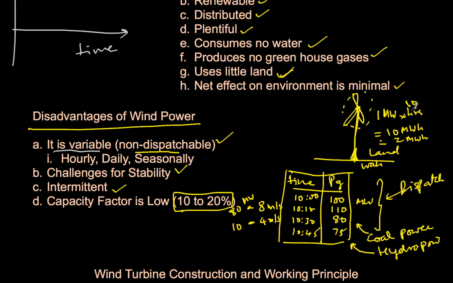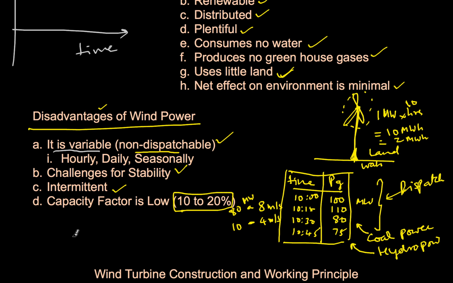Not just over a period of 10 hours, but if you take it over a period of 1 month or 1 year, around the year, the machine may not be working at full capacity all the time because of less wind. So the capacity factor can be calculated that way: actual energy generated divided by theoretically how much energy you can generate. That ratio is the capacity factor. 10 to 20%, that is again another disadvantage.